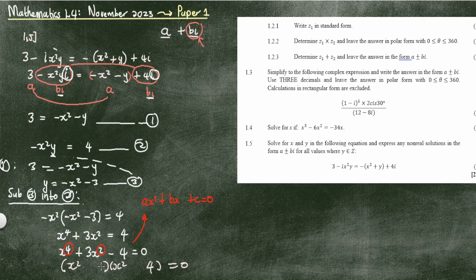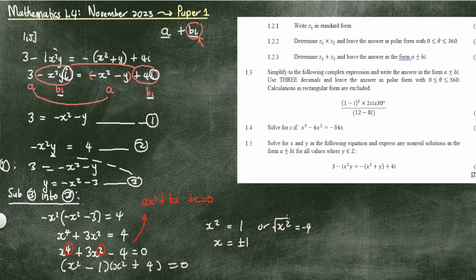So it's going to be a 4 and a 1. What am I doing now? Oh, it should be plus 4 and minus 1. So the answer is going to be x squared equal to plus 1 or x squared equal to minus 4. Therefore, taking the square root on both sides, it's going to be x equal to plus or minus 1.